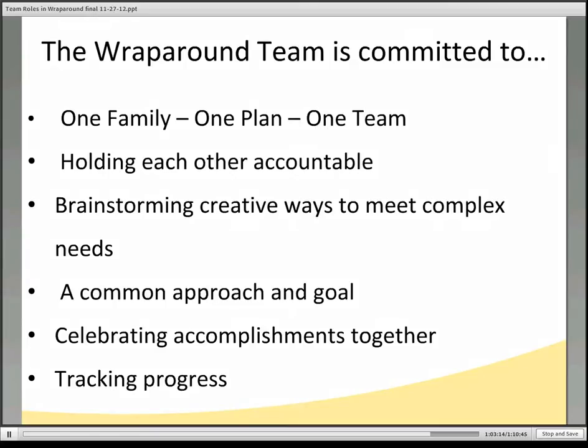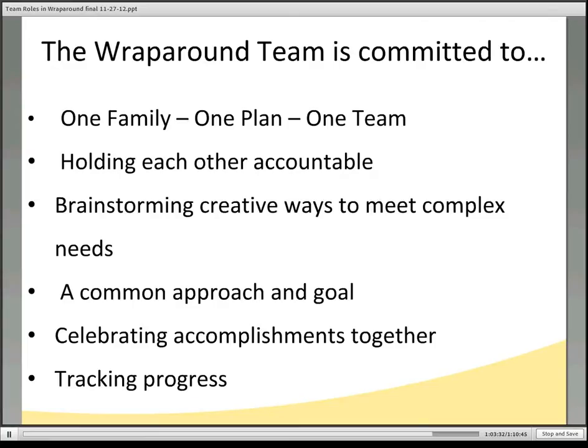Are people making a commitment to continue achieving success and working with the family for sustainability, once wraparound ends? What's going to continue, and how can the family be supported?